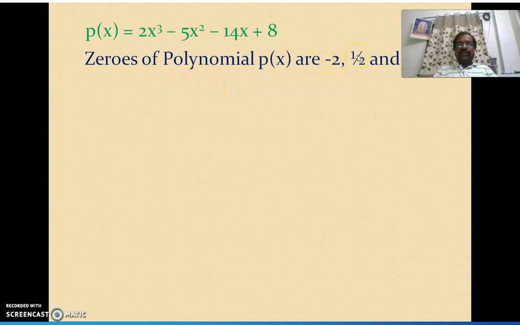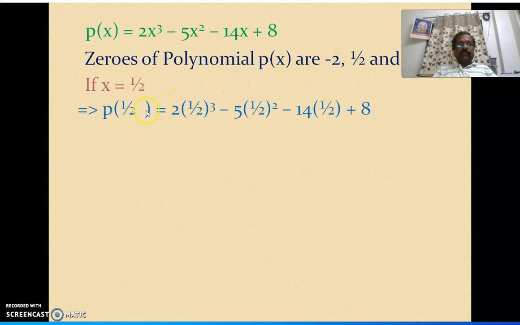Now we go for x equal to 1 by 2. If x is equal to 1 by 2, substituting, p of 1 by 2 is equal to 2 into 1 by 2 whole cube, minus 5 into 1 by 2 whole square, minus 14 into 1 by 2, plus 8. So 1 by 2 whole cube is equal to 1 by 2 into 1 by 2 into 1 by 2. The numerators are multiplied, 1 into 1 into 1, by the denominators 2 into 2 into 2, so that is equal to 1 by 8.